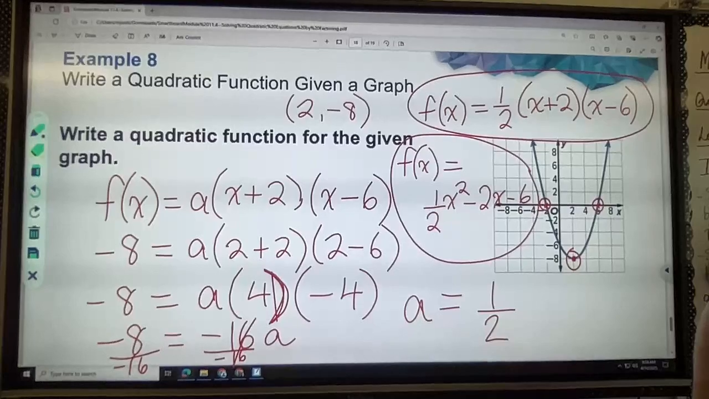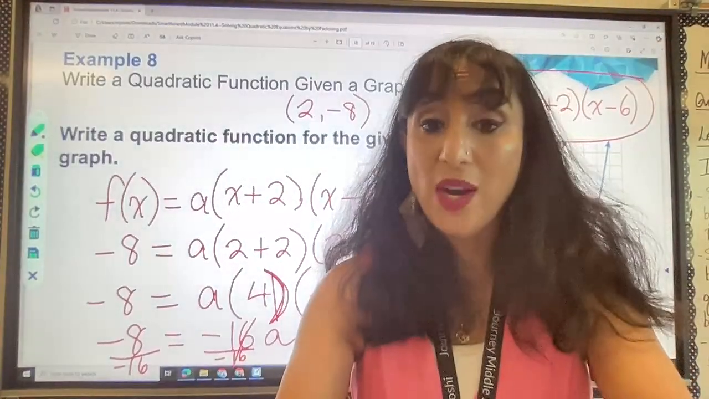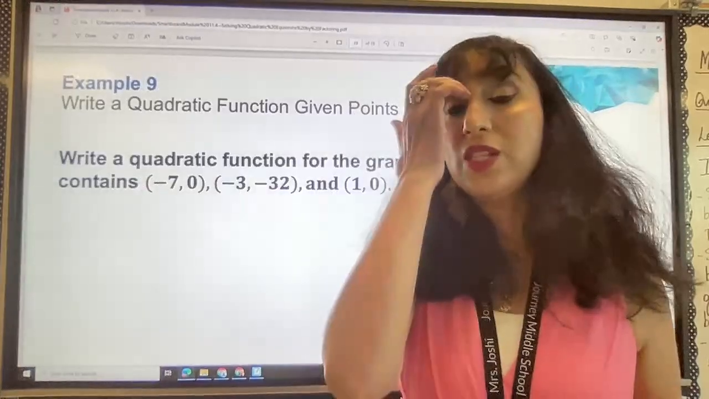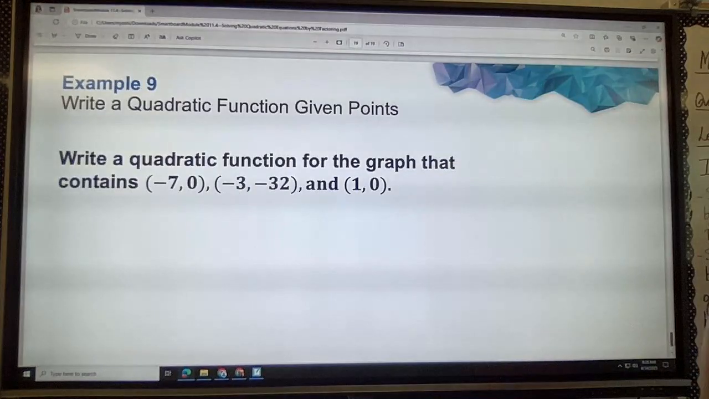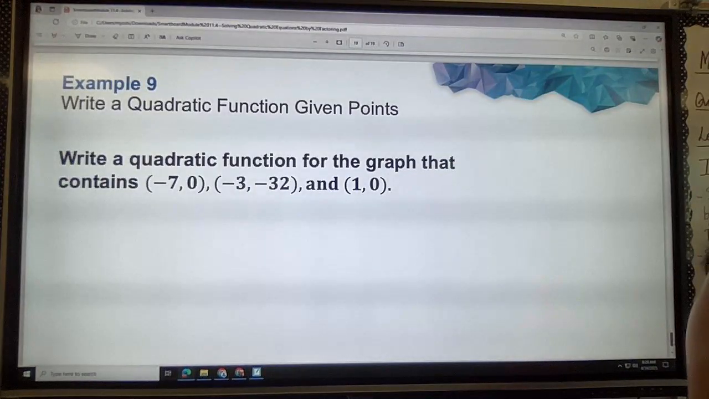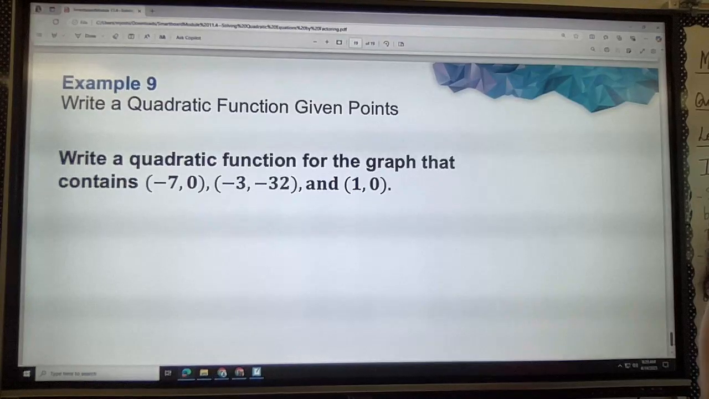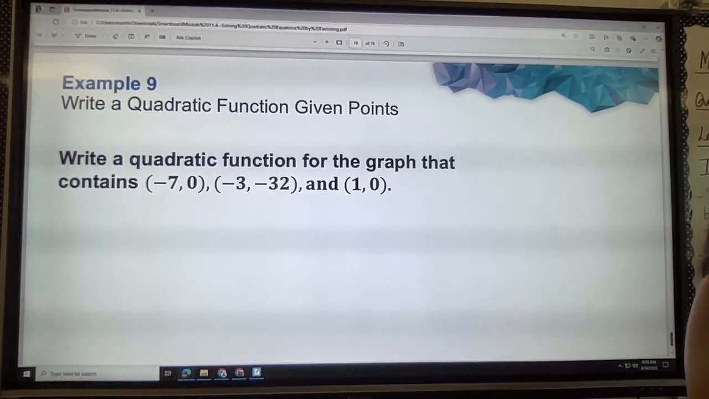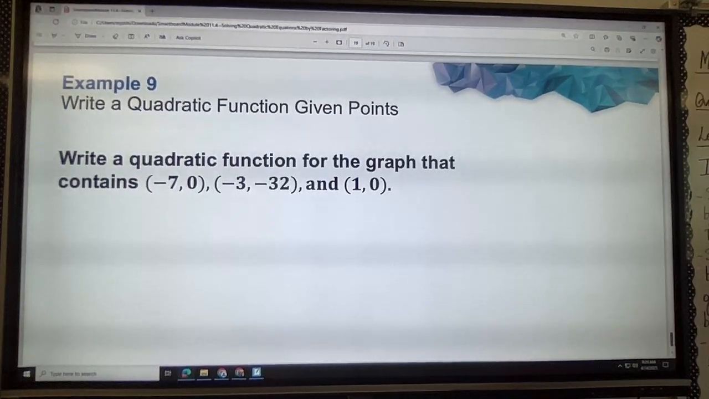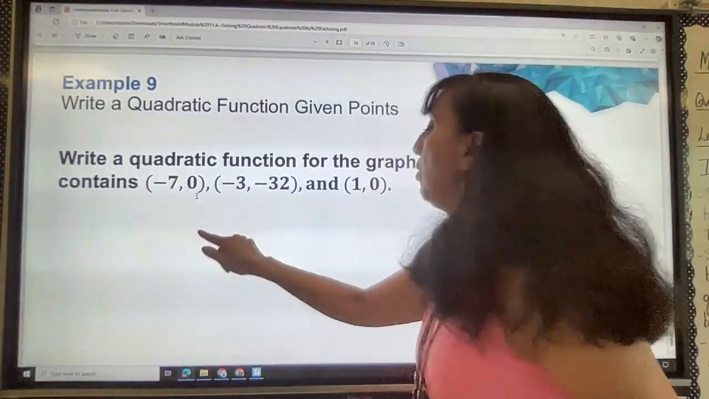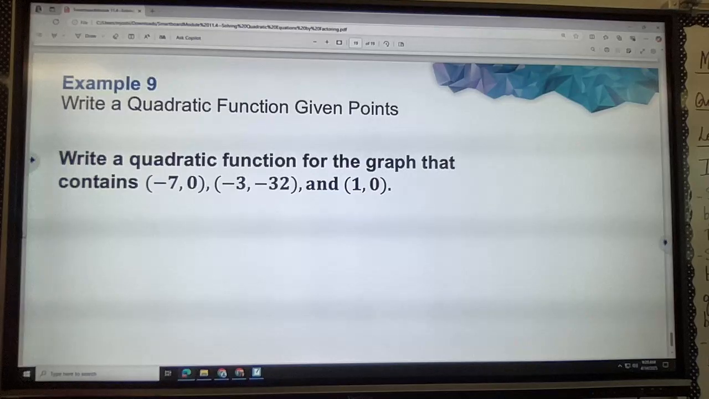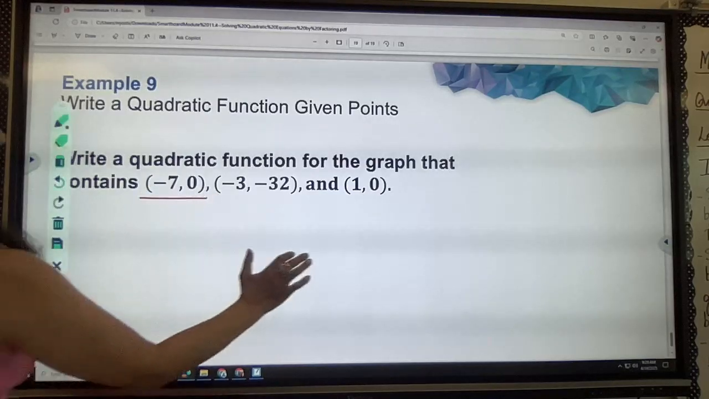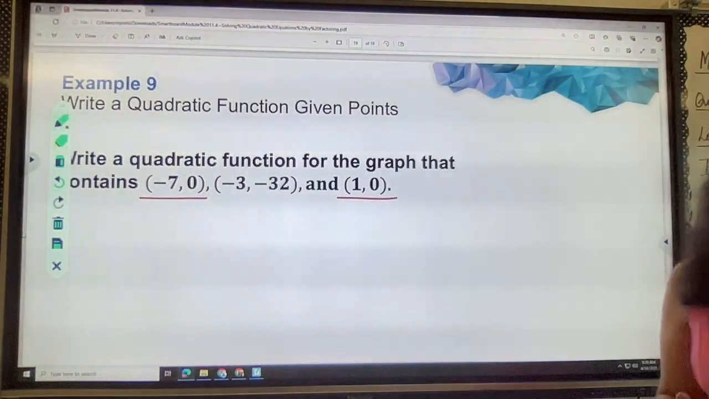So let's go ahead and do one last problem with points given to me. So let's look at this question. We're writing a quadratic function for the graph that contains these points. Okay, so we know that the zeros of the function occur at the x-intercepts, or when y is equal to 0. Therefore, -7 and 1 are the zeros of this function. Okay, so -7 and 1 are the zeros of this function. And so let's go ahead. This is what I'm looking at, this and this. Okay, that is my x-intercept.